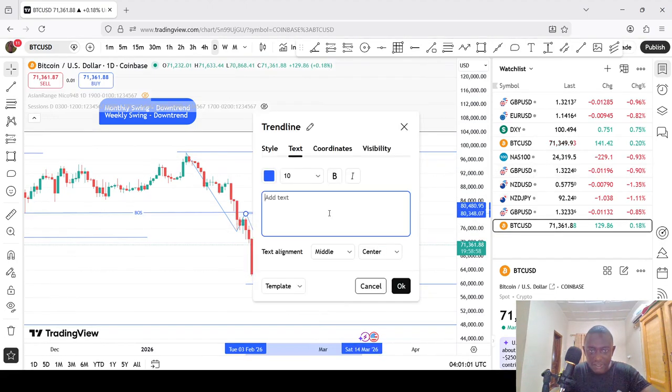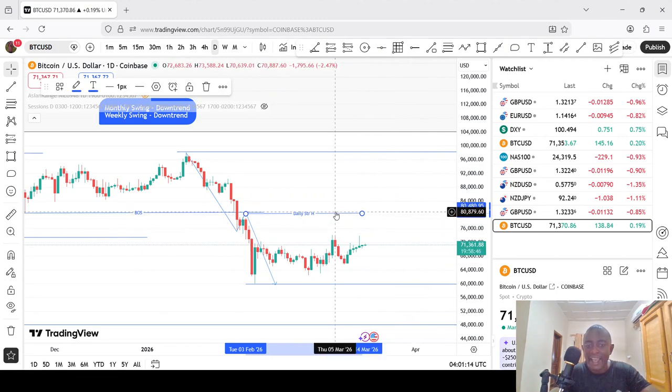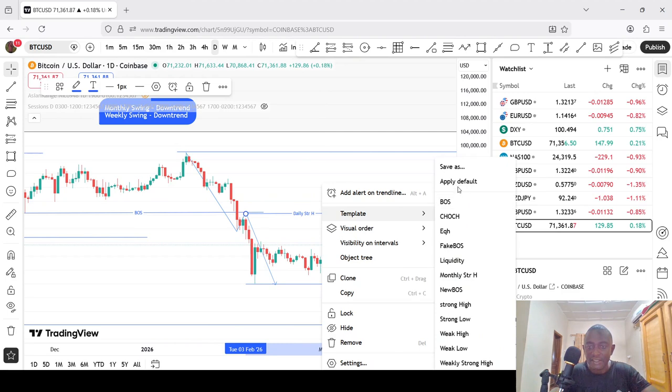So this one too, I don't have to save it first. Let's label it daily strong high. Because price has been coming down, that is why we have been dealing with highs. When price is going up, these places will be strong lows. You understand? Okay, so now I can save it.